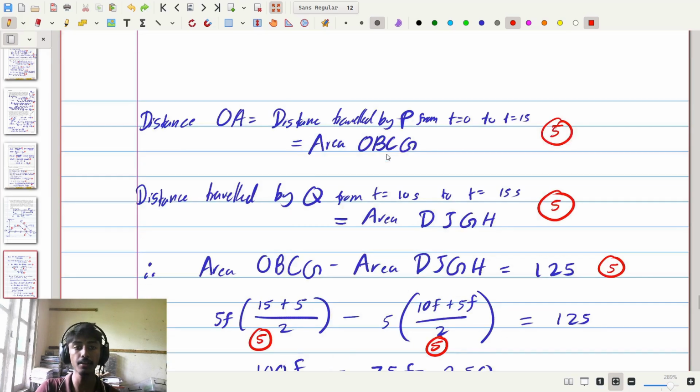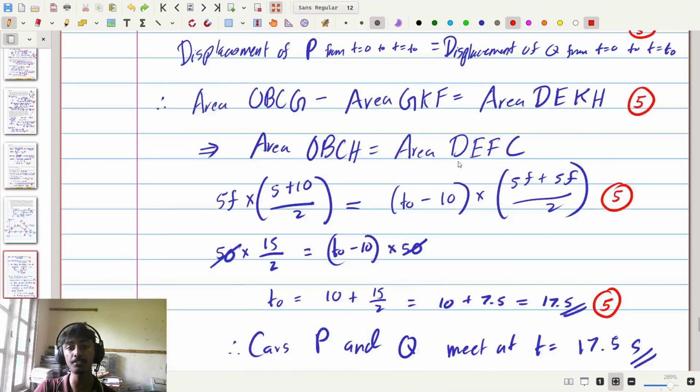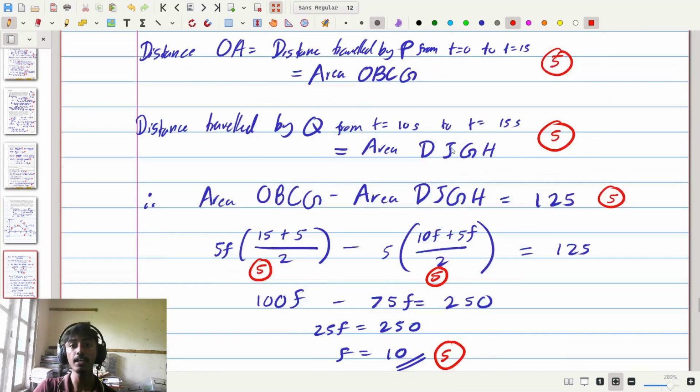Now after that, when you go down and say the distance OA, or the distance traveled by car P, is equal to the area OBCG, you get 5 marks. Similarly, when you say the distance traveled by Q from 10 seconds up to 15 seconds is area DJGH, you get another 5 marks. Now after this, when you use the information given to state that the difference of these two distances or the difference of these two areas is equal to 125 meters like so, writing this equation gets you 5 marks.